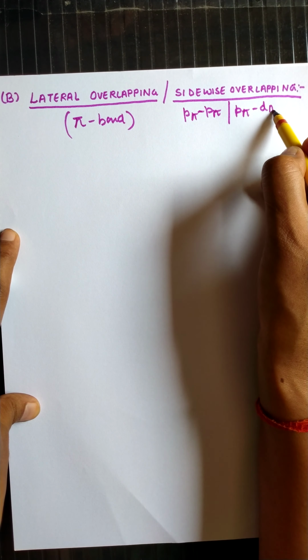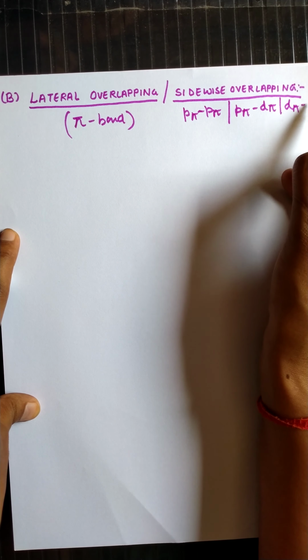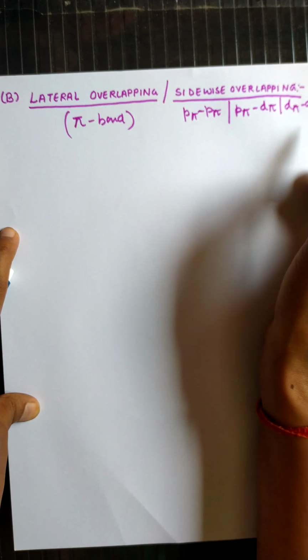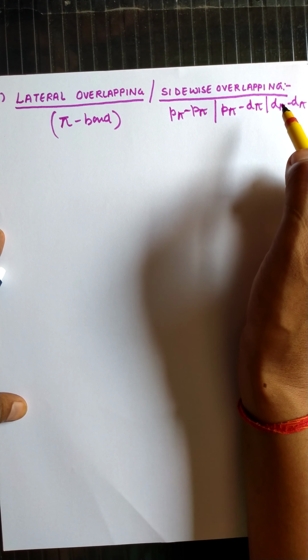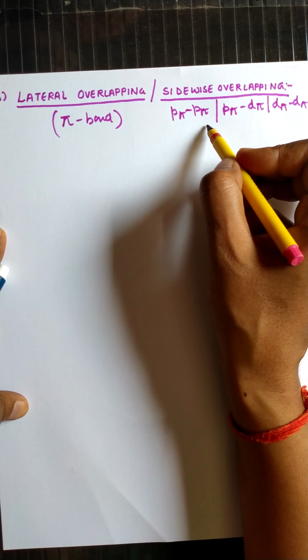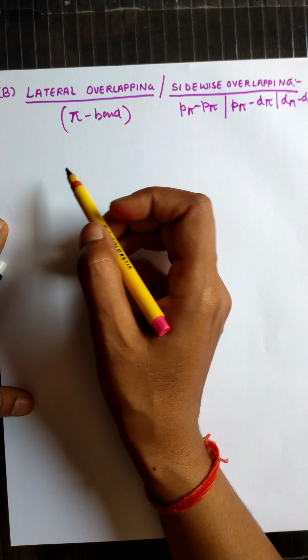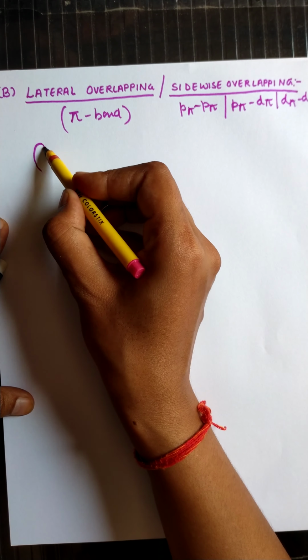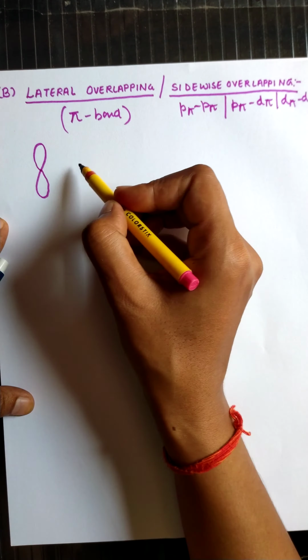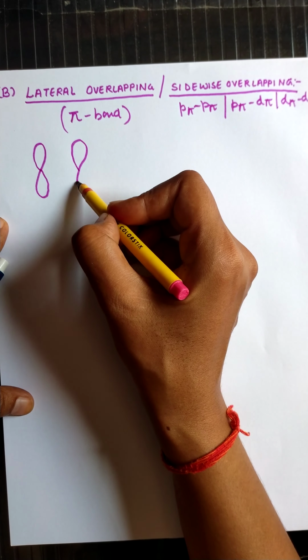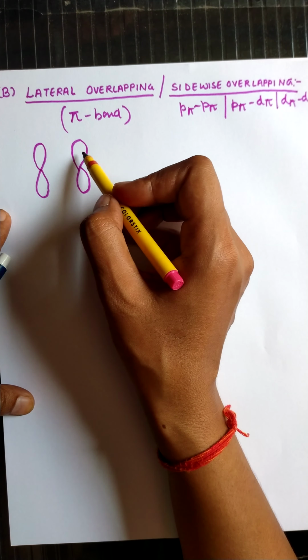So there are different types of overlapping of different types of orbitals. We will discuss p pi p pi overlapping. How will this overlapping take place? Like this, one is a p orbital, and this one is also a p orbital. The orbitals are having electrons.